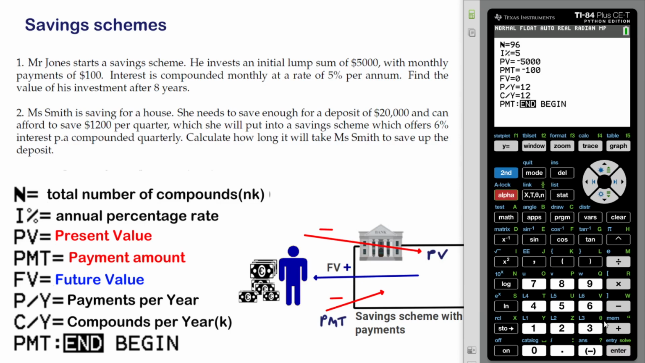So press alpha solve. So she's going to get back at the end $19,226.98, and that's positive because she's getting that money at the end.